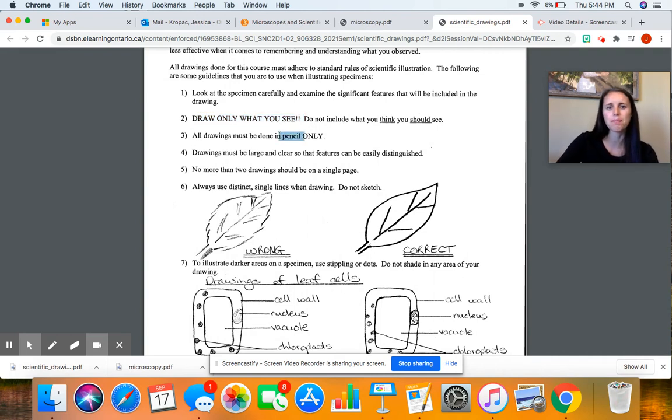This is really important: pencil only. Students always try to draw in ink. I will not accept diagrams in ink. So please make sure that your diagrams are pencil only.